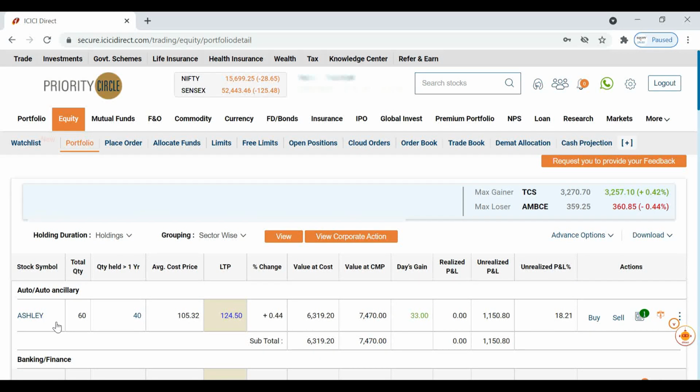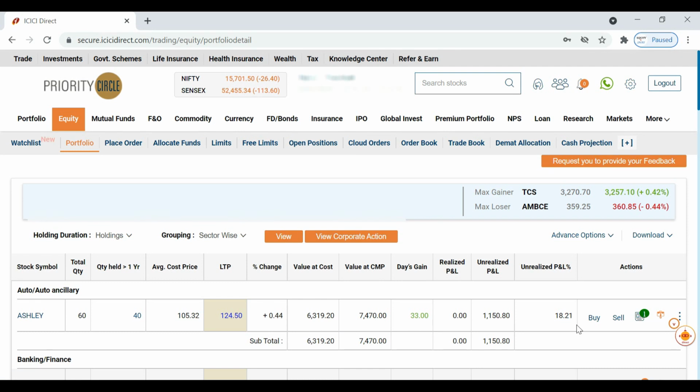So I am going with my first stock, that is Ashok Leyland. I have a quantity of 60 here, and 40 of it is already more than 1 year old. If I am worried the price may go down and I want to put a stop loss at 120, the current market price is 124.5.